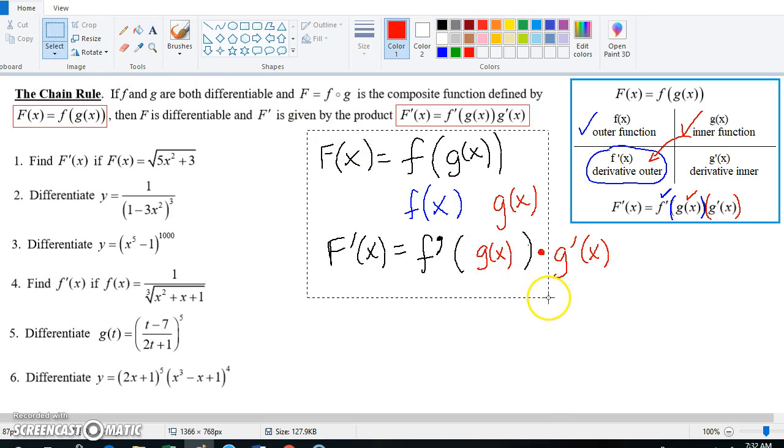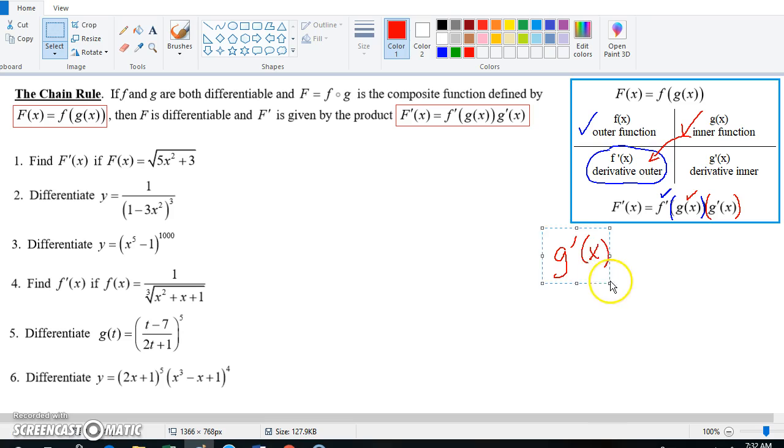Okay, let's try some examples. We'll see if we can get through all 6 in under 13 minutes. So, taking a look at question 1, we're supposed to find the derivative of the square root of 5x squared plus 3. What is your outer function? What is your inner function?